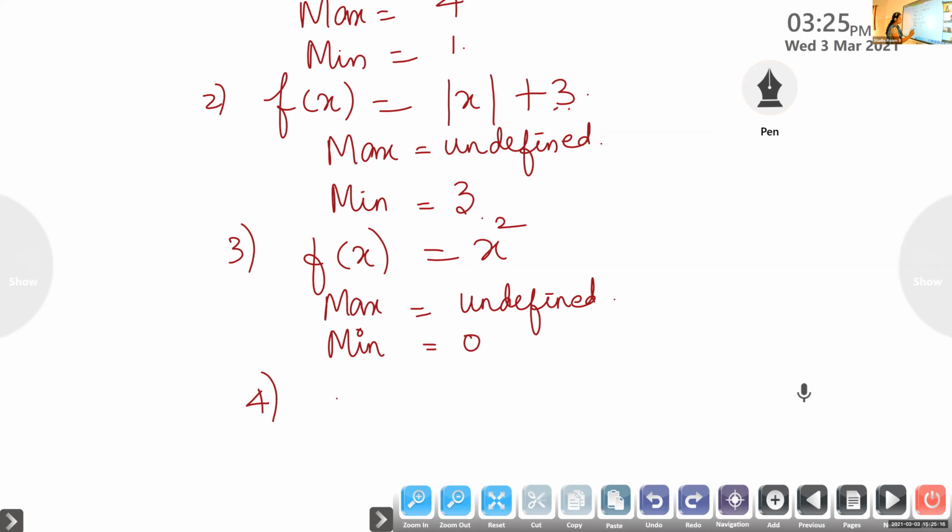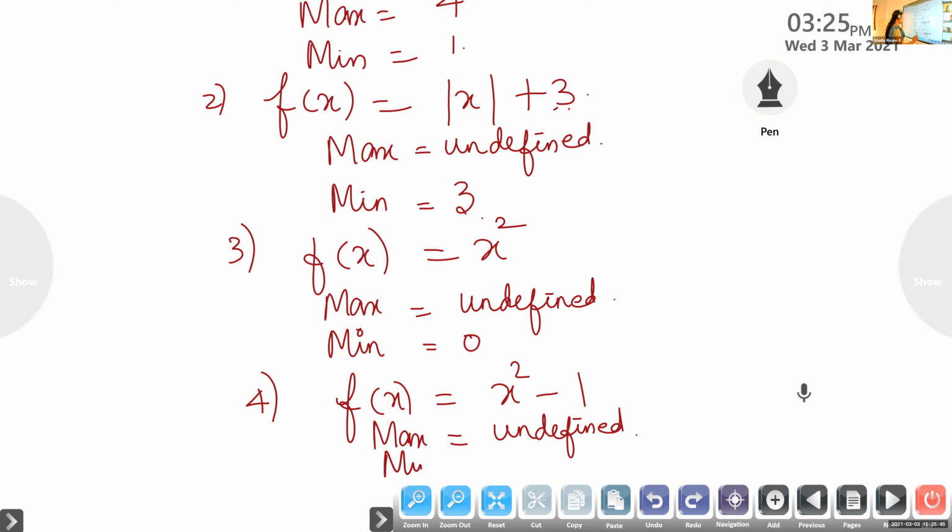Now, suppose I take f of x is equal to x square minus 1. What is the maximum value? What is the minimum value? Maximum is undefined. Very good. Minimum is 1? You check it again. Is there any minus correction? Aditya Satyan, what is the answer? Minimum value here.